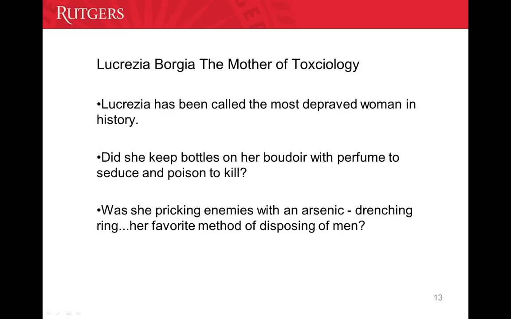Now, not to share equal time, Lucrezia Borgia is often, with a little humor, considered to be the mother of toxicology. She has also been called one of the most depraved women in history. But as the stories go, of course, she kept bottles in her boudoir with perfume that was used to seduce and poison and kill her suitors. And so, according to legend, she had several pieces of jewelry that were laced with arsenic, and that was an effective way for her to dispose of her suitors, not until after she secured their resources.